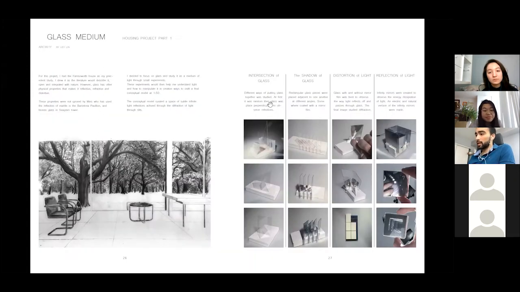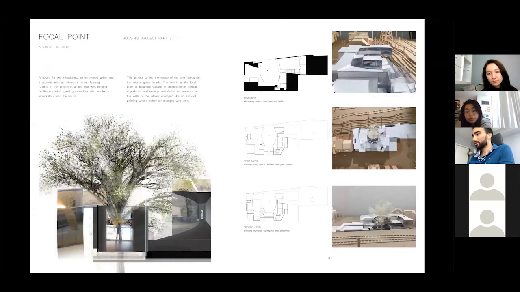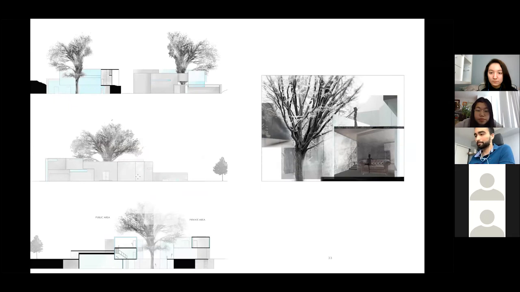But it's just me showing my interest in physics, maybe superficially, talking about reflection and refraction through an architectural lens, like the intersection of glass or the shadow of glass, and so on. And showing how infinite images could appear and talking about glass in general, and then relating these ideas to create a kind of house for two people.